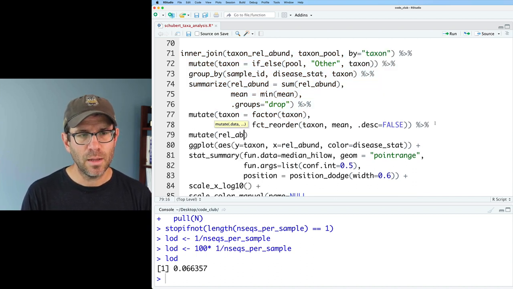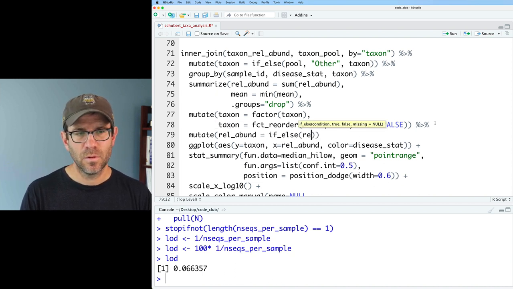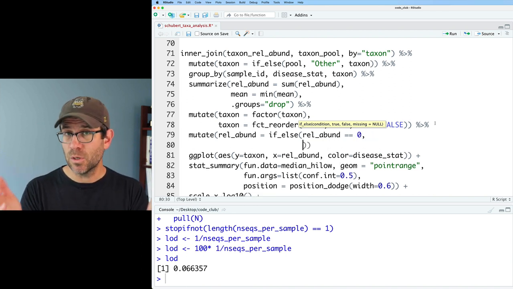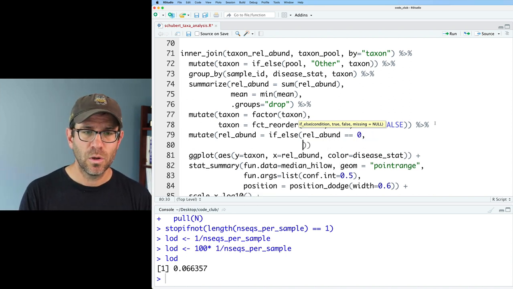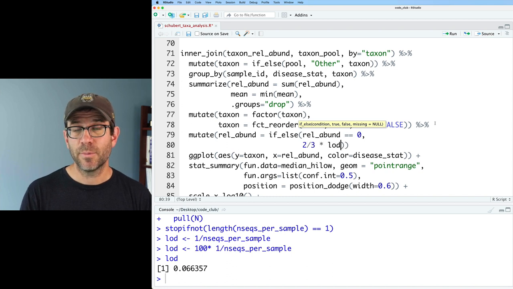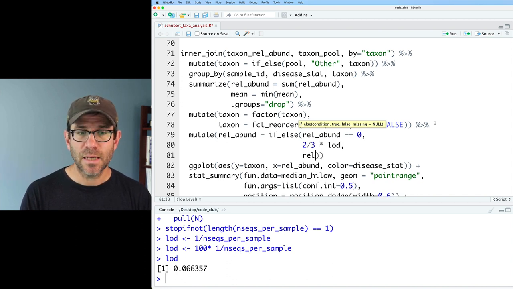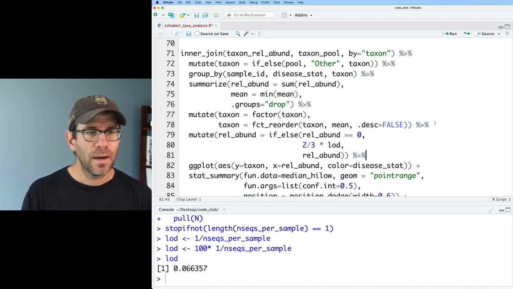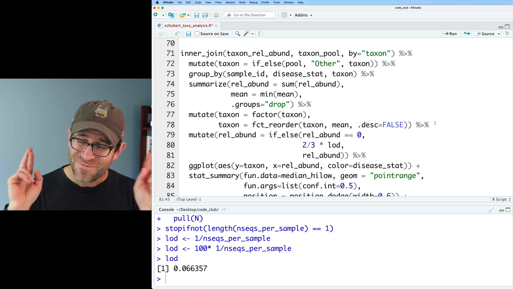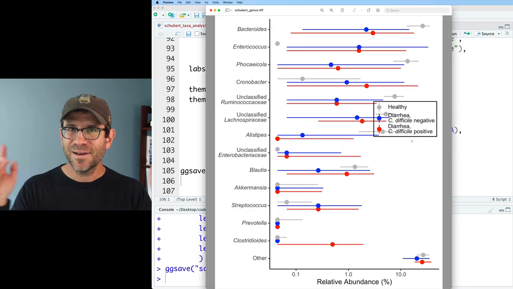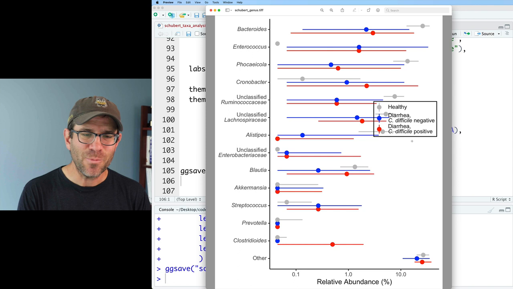And I will then do rel abund equals, and I'll do an if else rel abund equals equals zero. If that's zero, so if that's true, then I'm going to do 2/3 times my limit of detection. Otherwise, I'm going to say just stick with rel abund, okay? And so now we can add this in, and if we run it, we shouldn't get any error messages. No error messages, and we get our plot, and we now see that our x-axis is on a log 10 scale, which looks really nice.